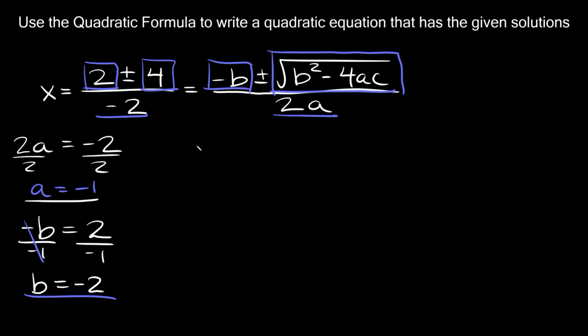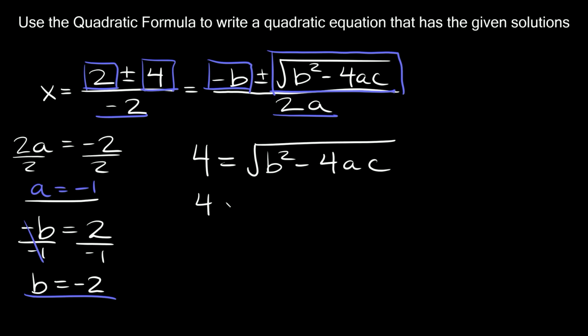Okay, so we're going to have to say that 4 is equal to the square root of b squared minus 4ac. So then we get that 4 is equal to, let's see, b is negative 2. So it's equal to the square root of negative 2 squared minus 4 times a, which is negative 1. And c, we don't know what c is yet. Okay, now on this side, to get rid of this square root, or the radical, we need to square it.